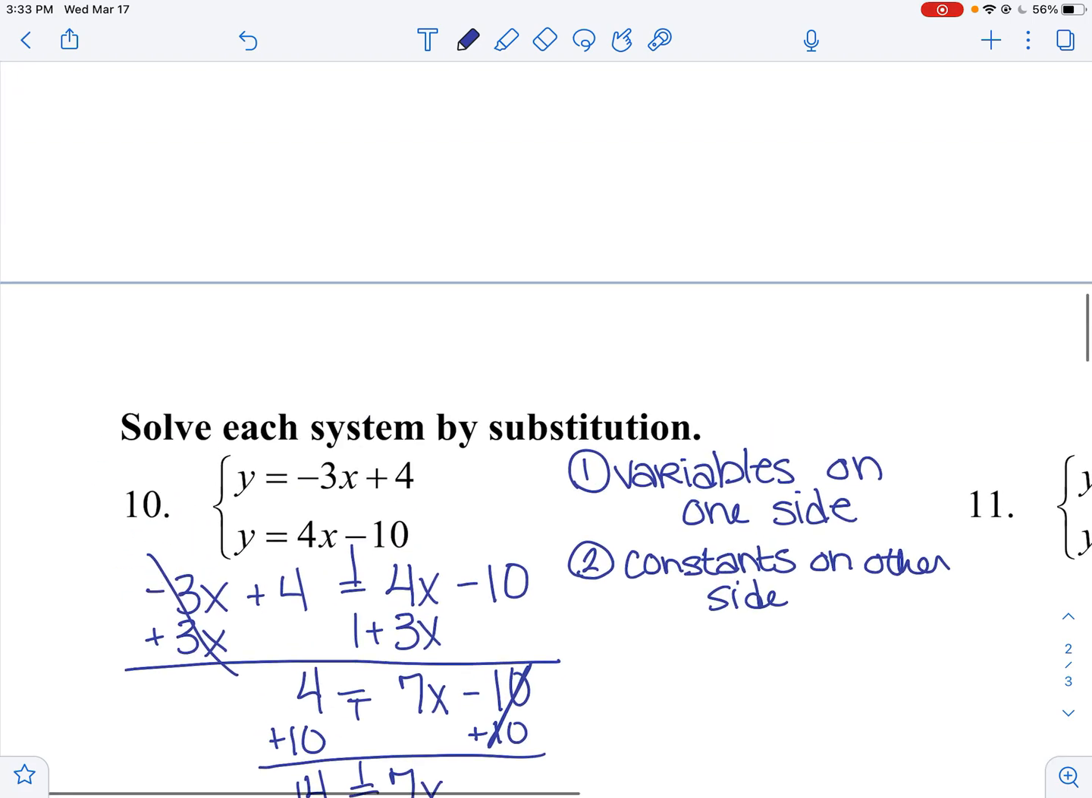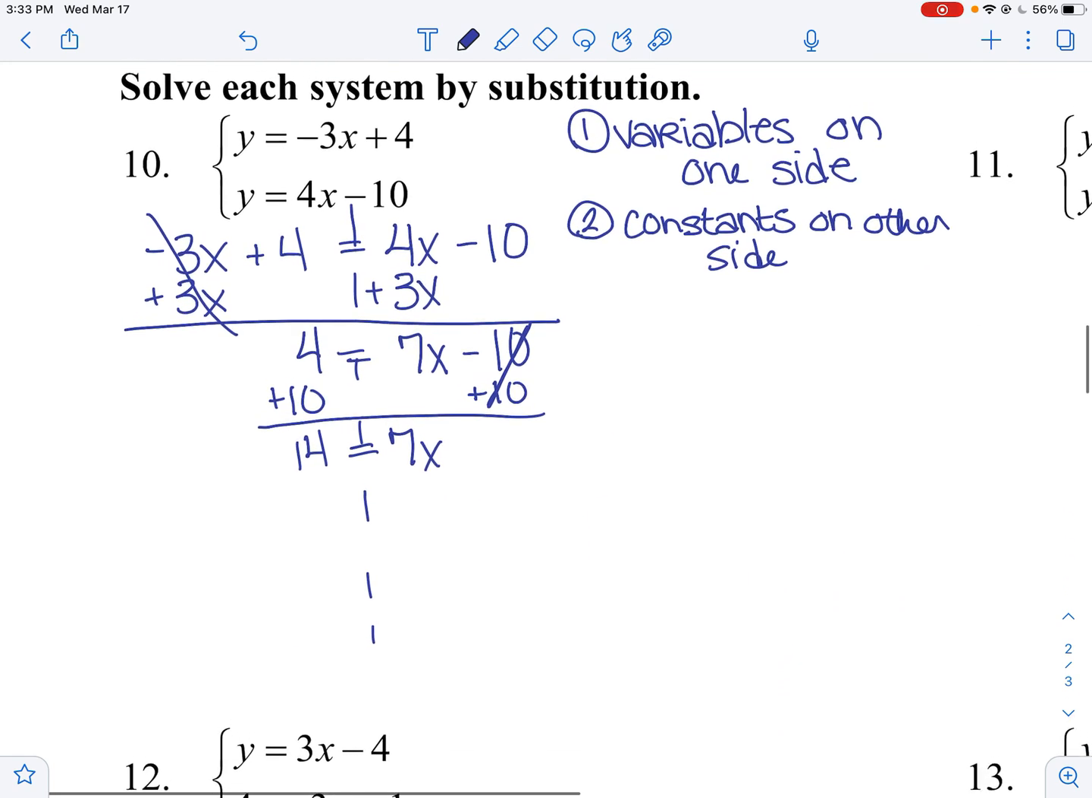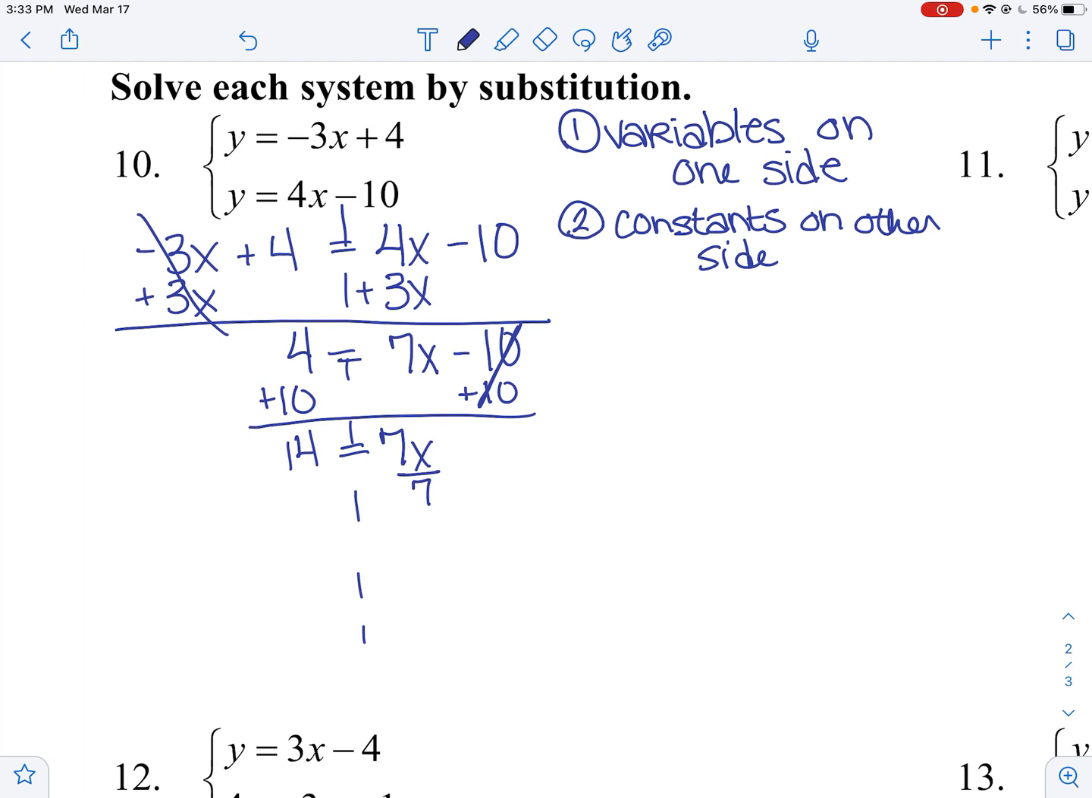So now this says 7 times something equals 14. So what we're going to do is divide by 7 to figure out what we're multiplying to get 14. So 14 divided by 7 would be 2 equals x. So we have x. Now we need to find y.